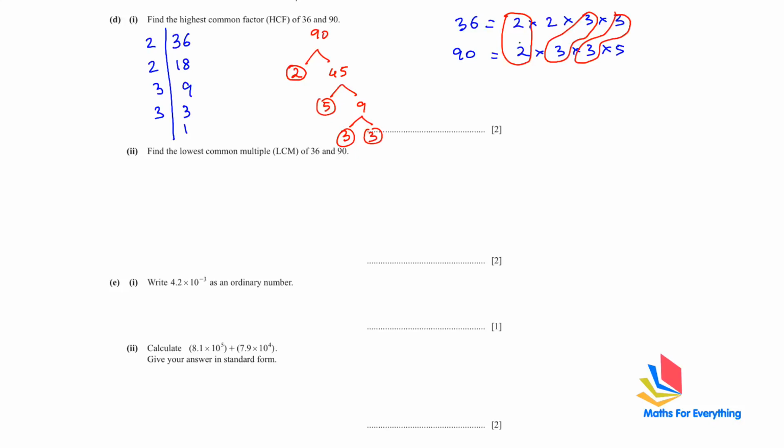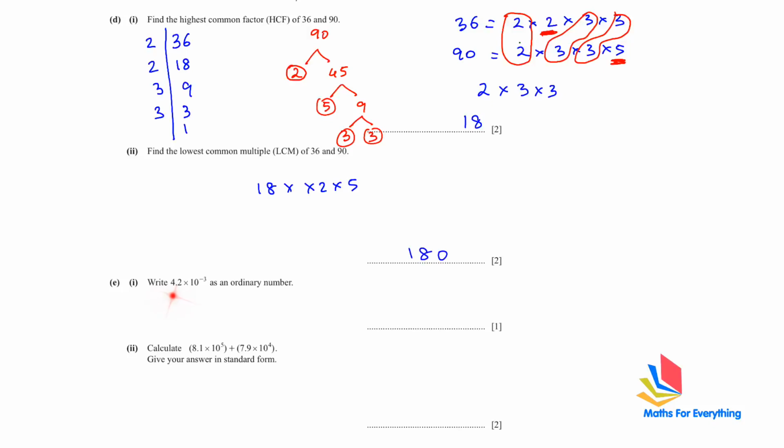So for the highest common factor, we are going to multiply these common numbers. 2 times 2, 3 times 3, 18. To find the lowest common multiple, we are going to write 18 and the ones which we didn't circle. That's a 2 and that's a 5. 18 times 2 times 5 will give us 180.